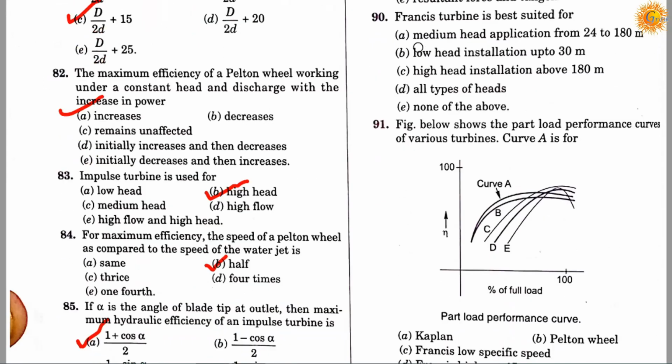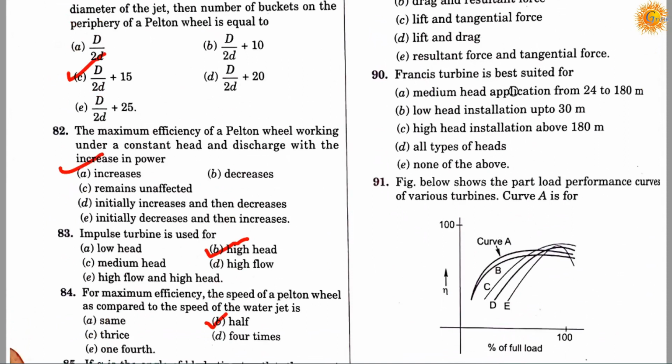Question number 90. Francis turbine is best suited for option A, medium head application for 24 to 180 meter, option B, low head installation up to 30 meter, option C, high head installation above 180 meters, and option D, all types of heads, and option E is none of the above. Correct answer is A. Francis turbine is best suited for medium head application for 20 meter to 180 meters.